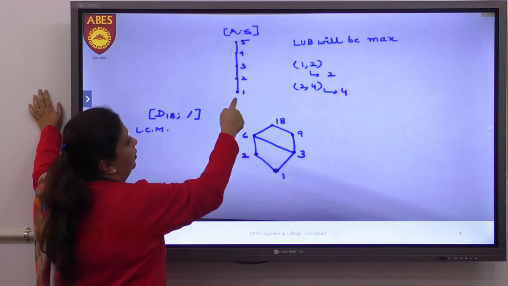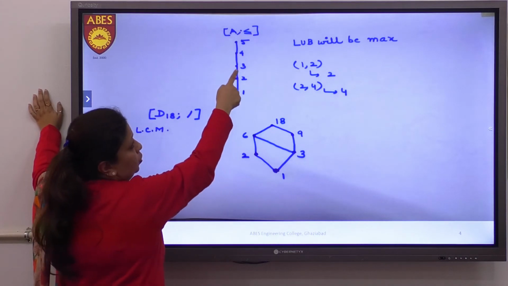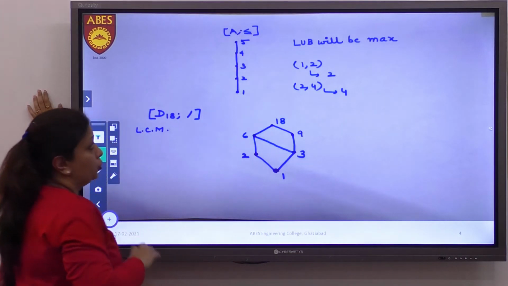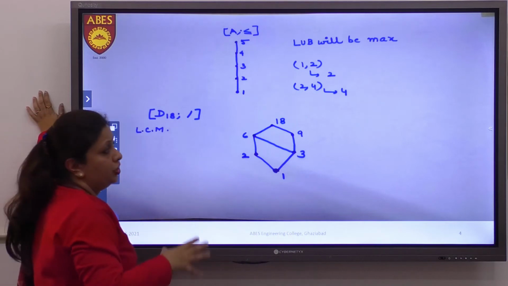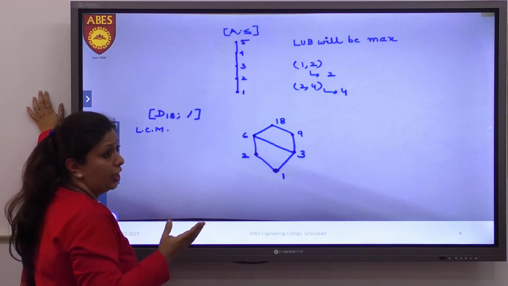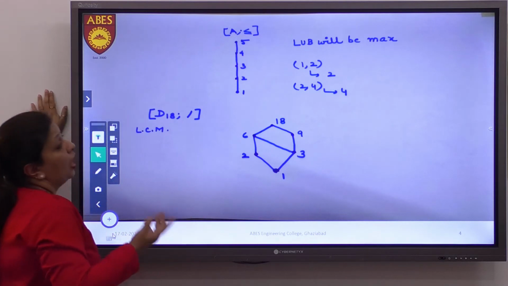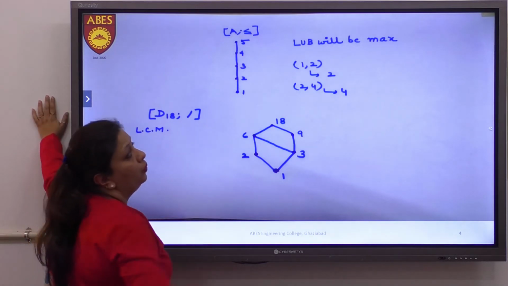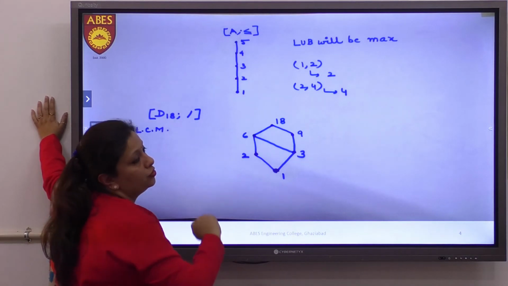You take any 2 elements 1 and 3. So 3 is going to be your least upper bound. So the simplest way, this is again one of the standard examples in which we take a set A with relation as less than or equal to, and here whenever you want to find out the LUB, you can just take the max of the 2 numbers.